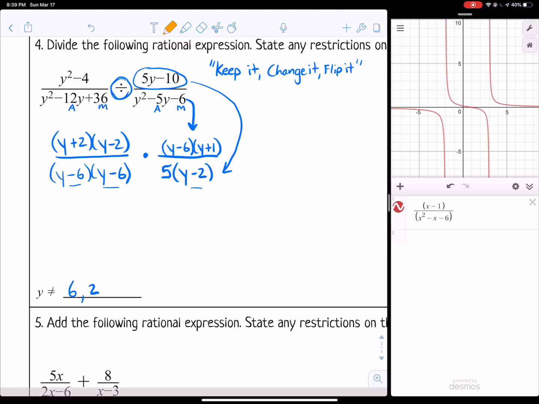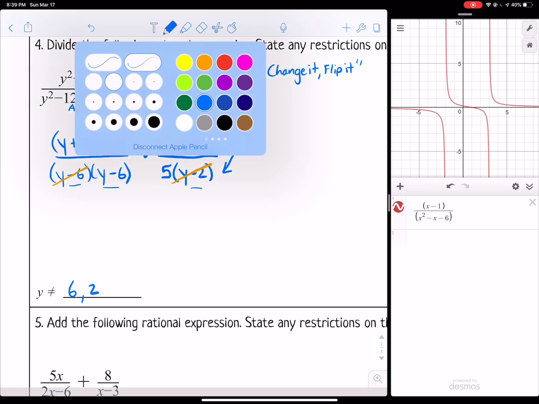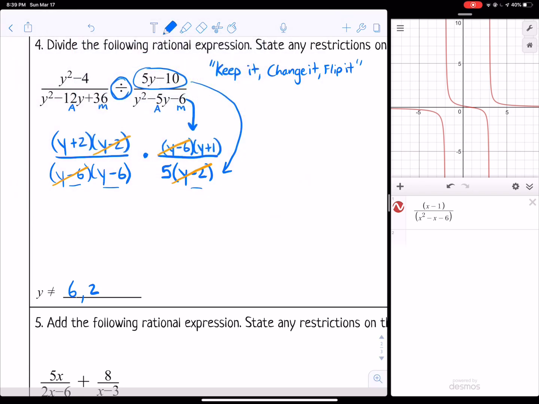Now let's cancel out common factors. So we have y minus 6 in the top and the bottom, and y minus 2 in the top and the bottom. And it's always just 1 for 1. You can't cancel out more than a pair of them. So that other one could not go away of the y minus 6. We're left with y plus 2 times y plus 1 over 5 times y minus 6. And that is it for number 4.